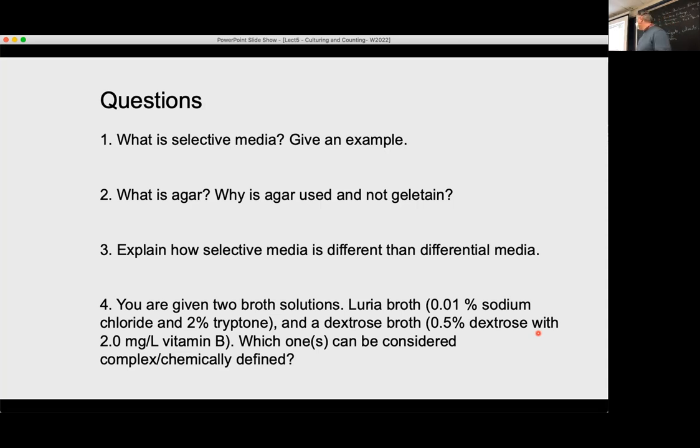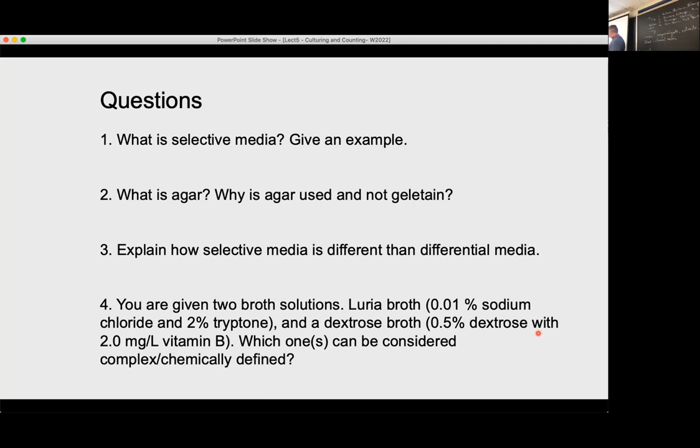Yes, go ahead. Is it the Luria broth? This is Luria broth. No, but is it, given the two, I'm saying the Luria broth is the complex one? Well, you're right. That's all coming together. It is complex. You're given two broth solutions, Luria broth, and a dextrose broth. Which one can we consider complex? I read it wrong. I thought everything was one thing. Okay, so Luria broth. I'm saying the Luria broth is the complex one because it contains tryptone. Good. And the dextrose broth is not complex because it's pure compound. Dextrose and vitamin B. Good job. Thanks. Okay. The complex one is Luria broth.